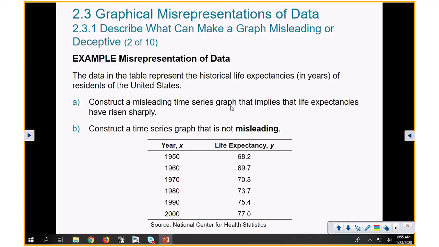Misrepresentation of data. Does it happen? Yes, it does happen. There's two reasons. Give me the two reasons. Anybody want to take a guess? Bias is one. Human error is the other. Let me give you an example of human error.